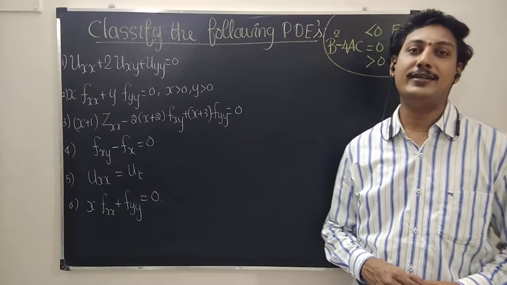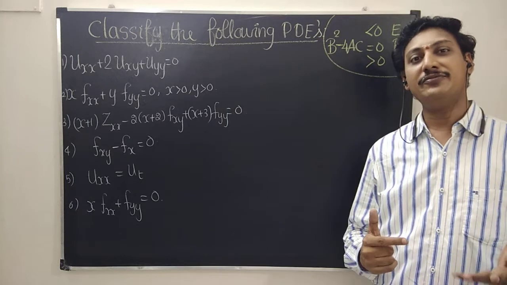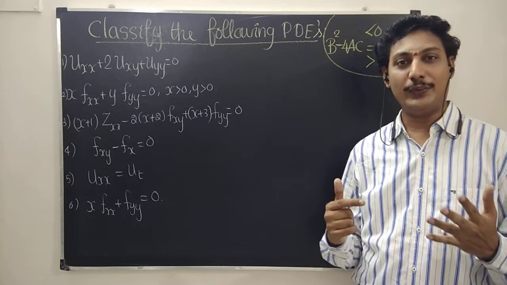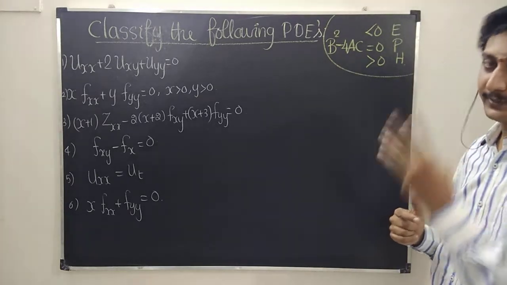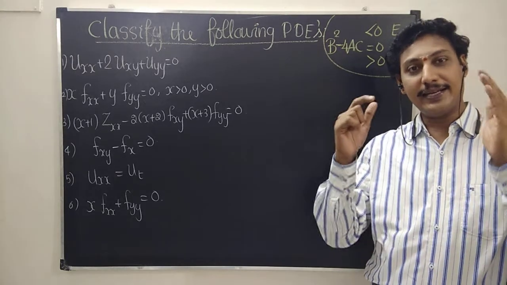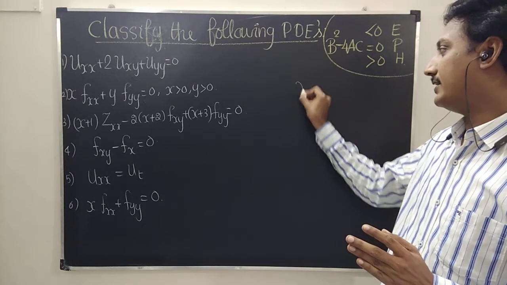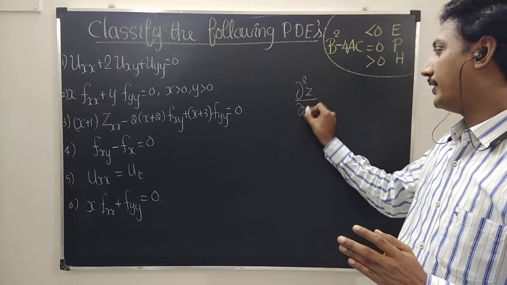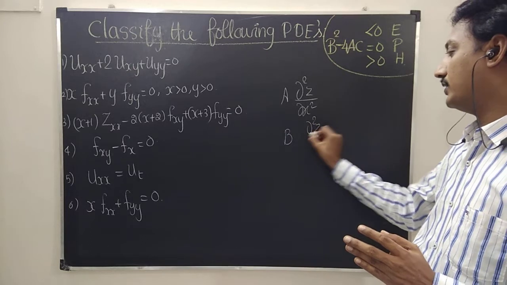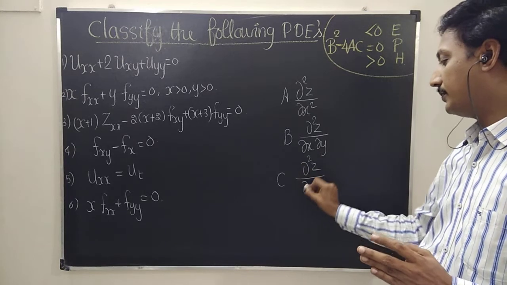Classify the second order PDEs. How to classify the second order partial differential equations? They can be classified into three types, depending upon the coefficients of the second order partial derivatives. For example, suppose we have z: the coefficient of dou squared z by dou x squared is A, B is the coefficient of dou squared z by dou x dou y, and C is the coefficient of dou squared z by dou y squared.